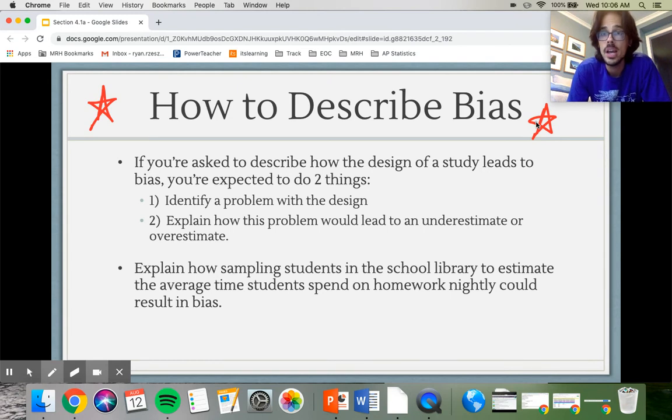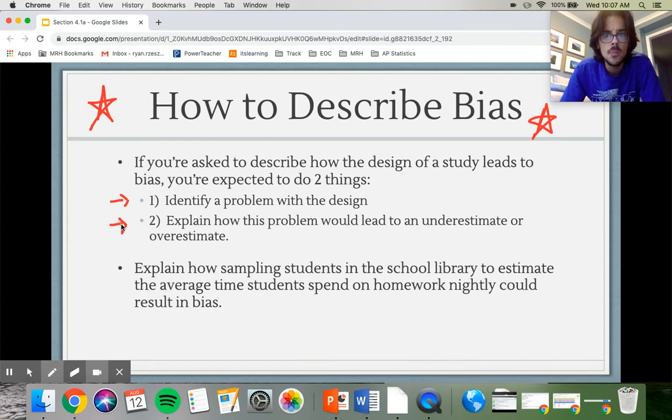When I ask you to identify why a certain procedure is biased, you have to do two things. And there will be a question about this on your first quiz. You have to explain what the problem is with the design that they describe. And you have to explain how that problem would lead you to over or underestimate whatever it is you're trying to estimate. So let's practice that with a little example right here.